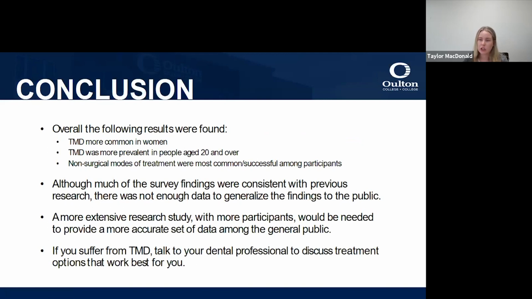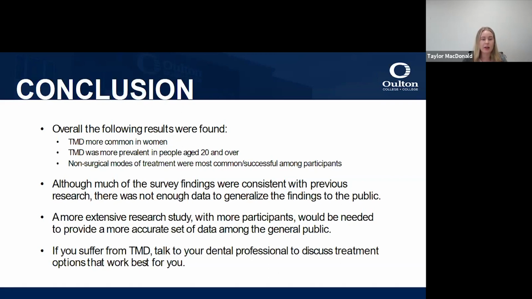So for our conclusion, overall, we were able to determine the following results just based on our study. TMD was more common in women from what we were able to gather, although the use of social media, as Courtney said, could have played a role in that. TMD was more prevalent in people aged 20 and over, and the non-surgical modes of treatment were most common and successful among the participants.